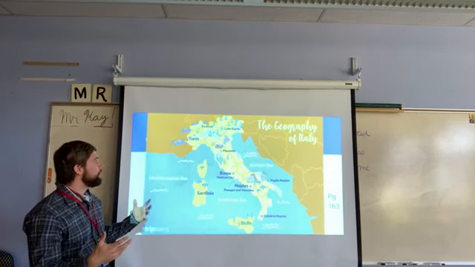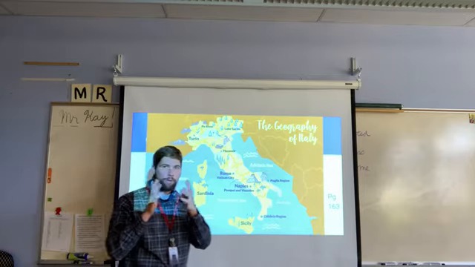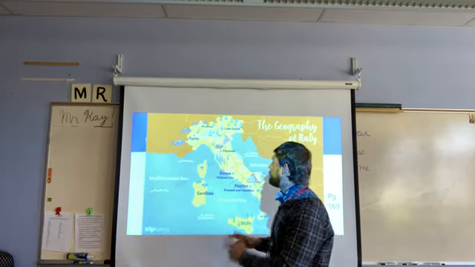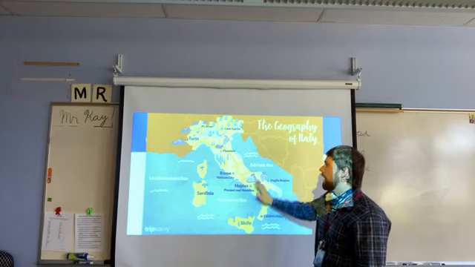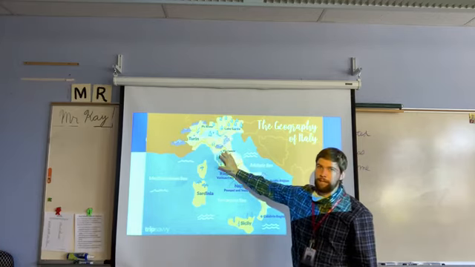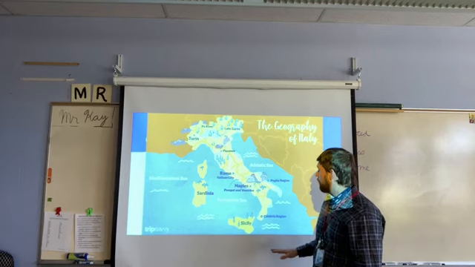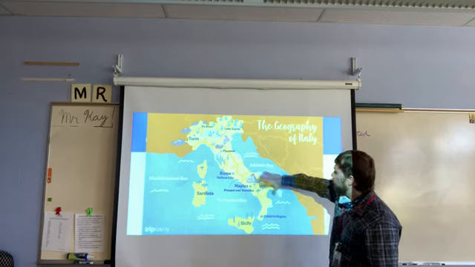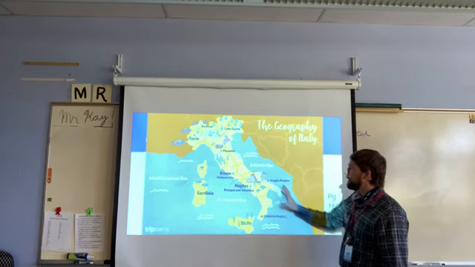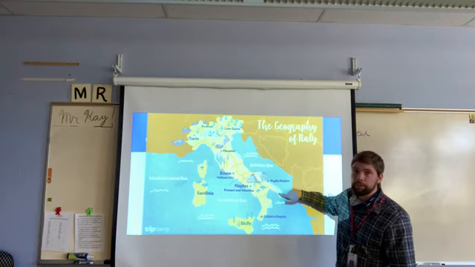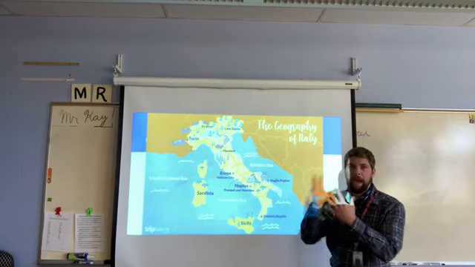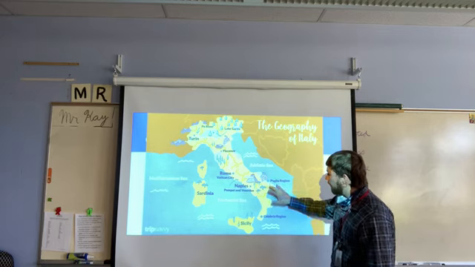Okay, so what I want you to do now is in your copybook, I want you to draw a quick sketch of the country of Italy. I want you to have Rome. I want you to draw the little boot part. If you look at the country of Italy, you can see it's kind of shaped like a boot. Kind of like a big cowboy boot right here.